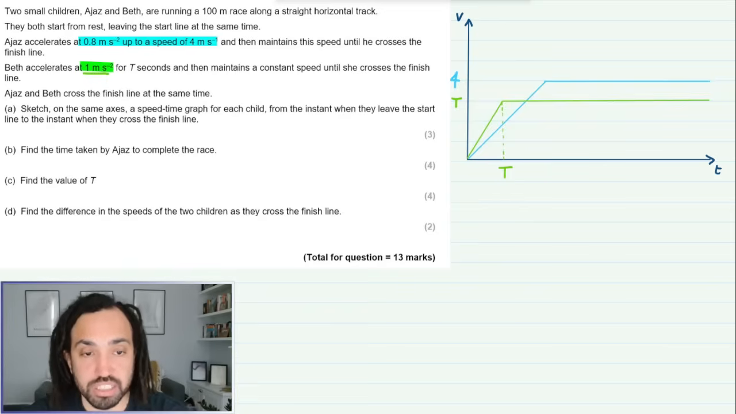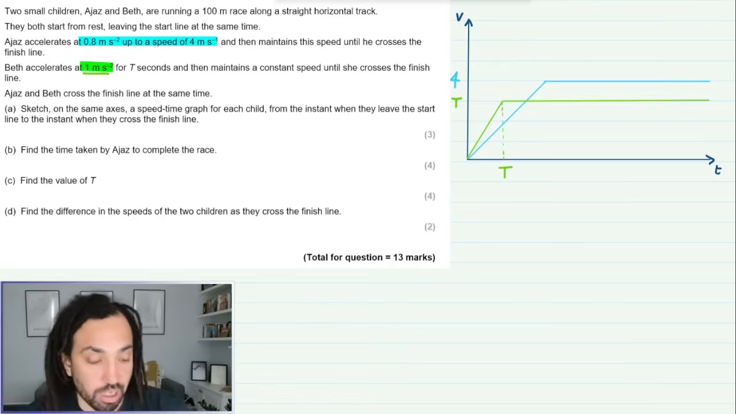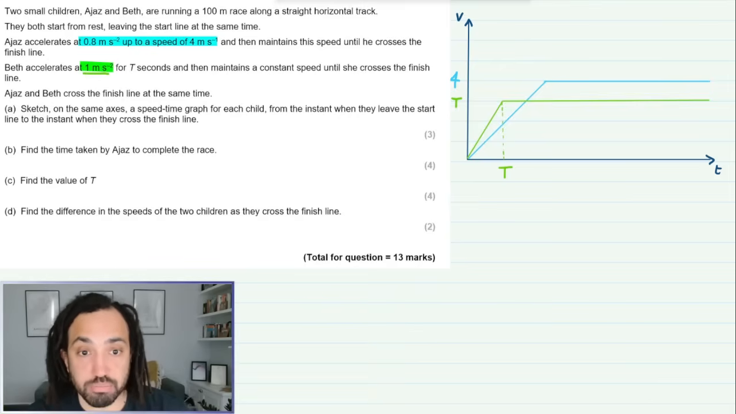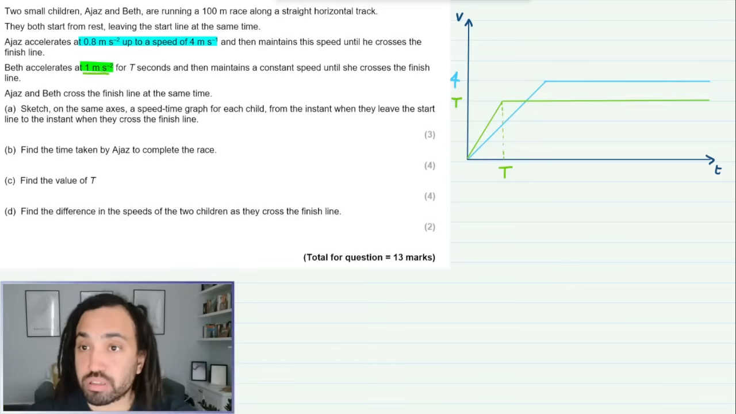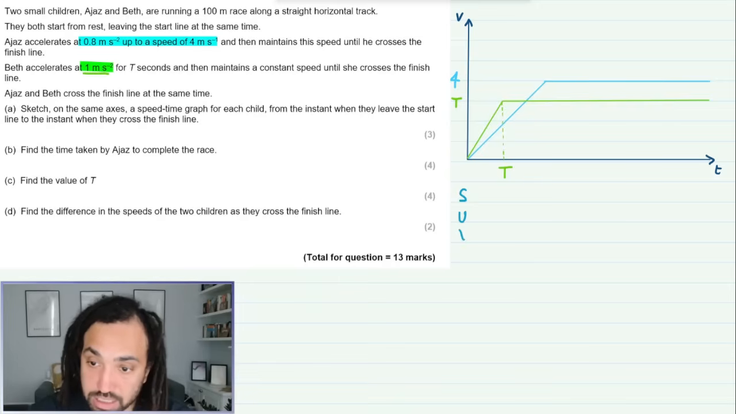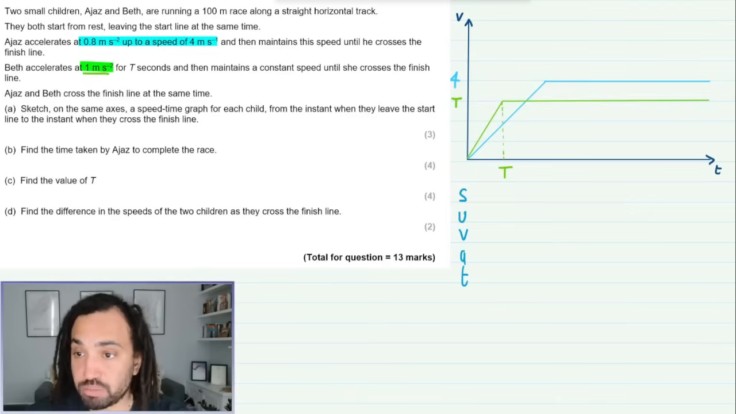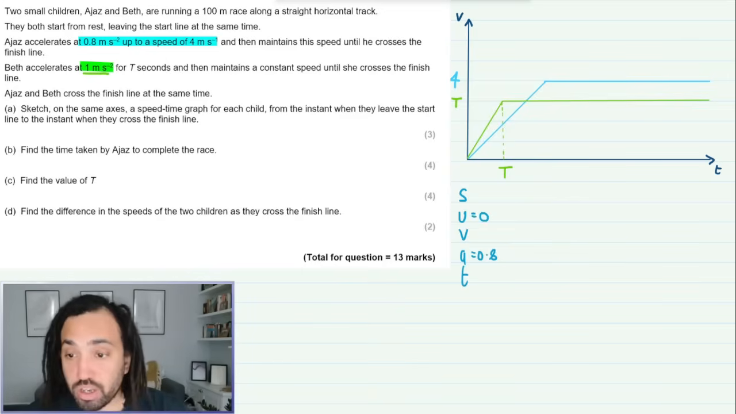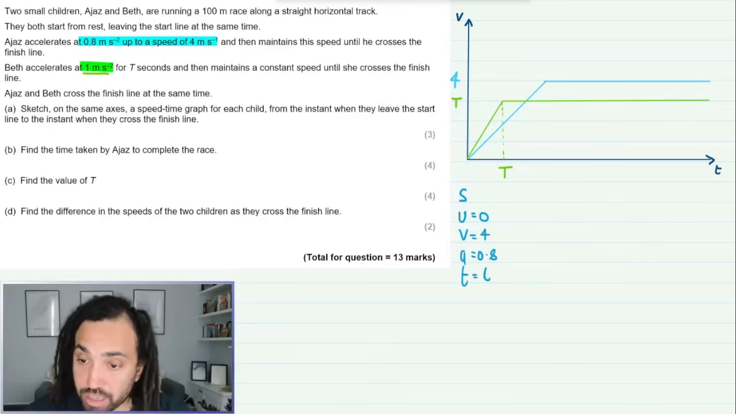Okay, and now it says find the time taken by, who's that? That's the blue one, to complete the race. Okay, so I think what I'm going to need to do here is a SUVAT, because we know that for the first part they're accelerating at 0.8. We know they start at 0, and we know that they reach a velocity of 5. So it'd be interesting to know what time they do that in.